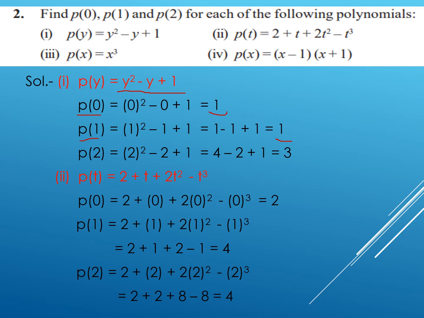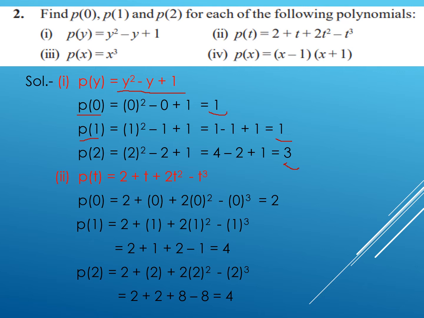Now p(2), we will put the value of the variable as 2. We will get 2 square minus 2 plus 1. After solving, we are getting 3. That means p(2) is equal to 3 for the first part.